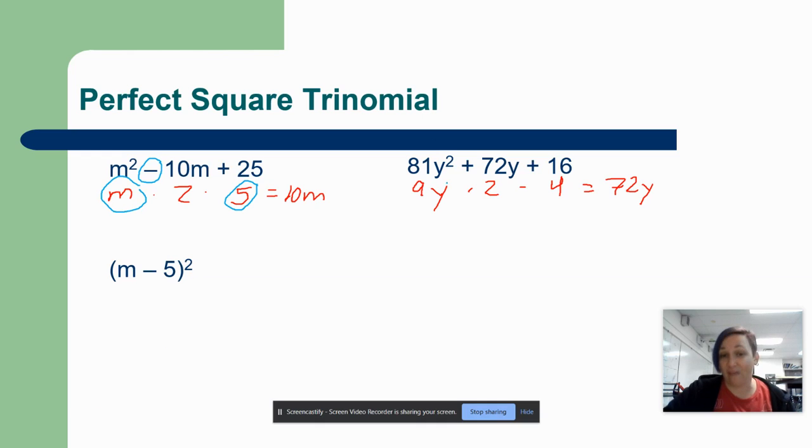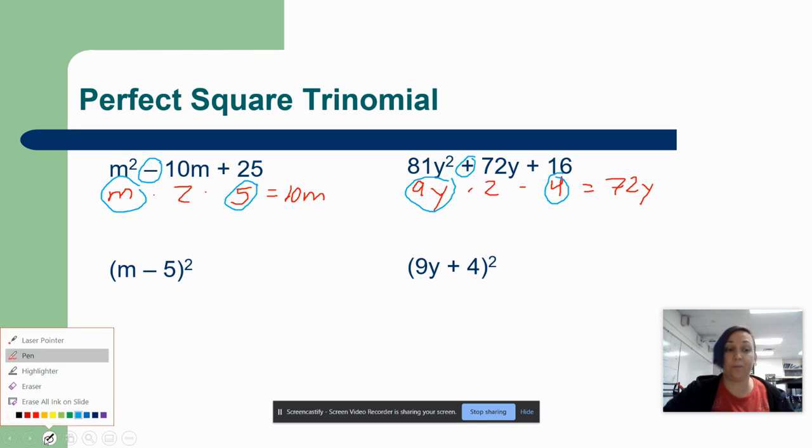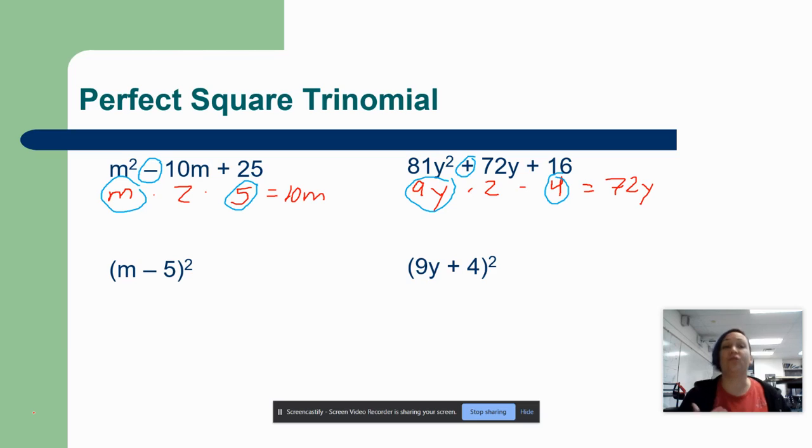And so for my factoring, I'm going to take the 9y, this plus sign, and this 4, and I'm going to put it in a parentheses squared. So 9y plus 4 squared. So that's just really quickly how to factor something that is a perfect square trinomial.